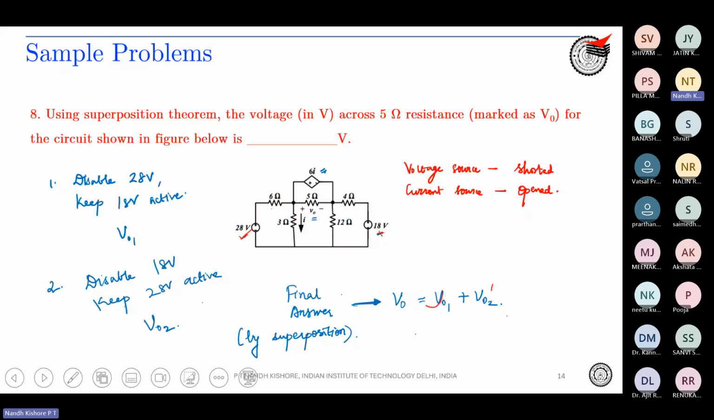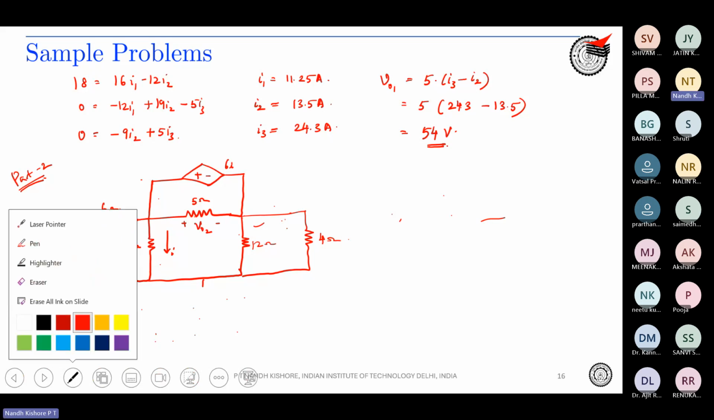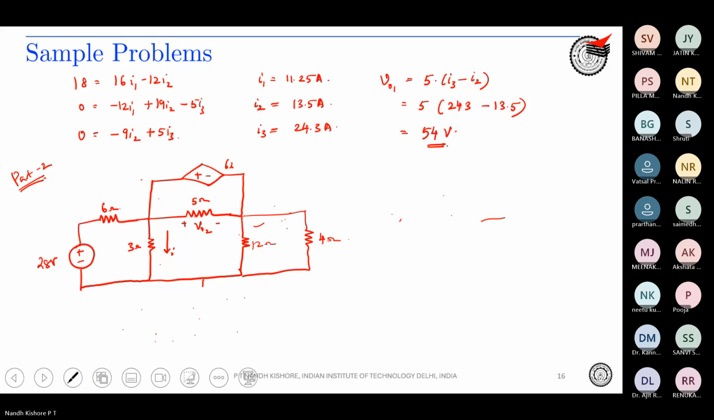The 18-volt source is disabled, therefore the 18-volt will be shorted. So 12 and 4 are in parallel. This is 12 ohm and this is 4 ohm. The 18-volt is shorted and only the 28-volt is there. What is the equivalent of 12 parallel to 4? 12 into 4 by 12 plus 4, which is equal to 3 ohms.